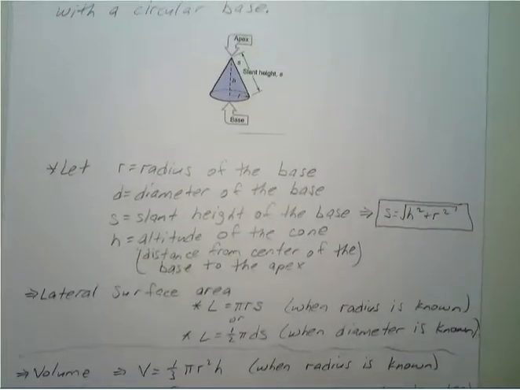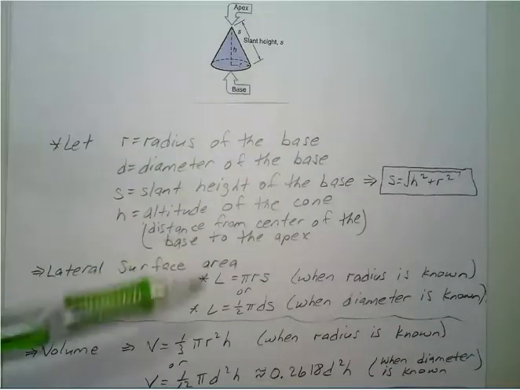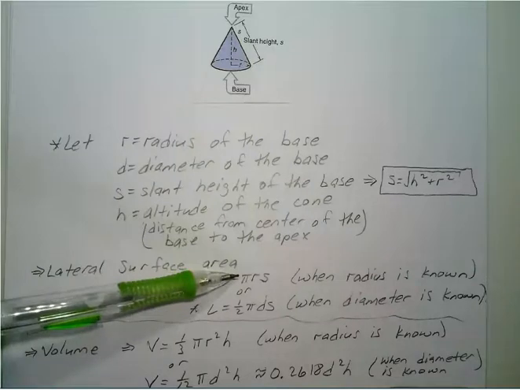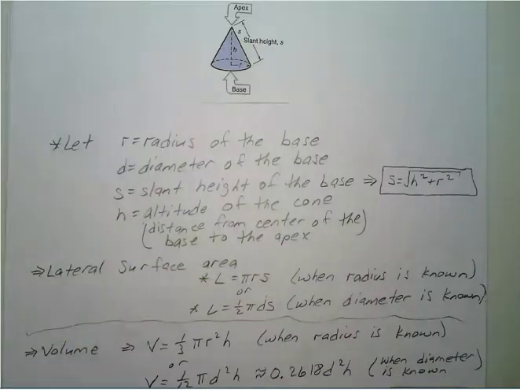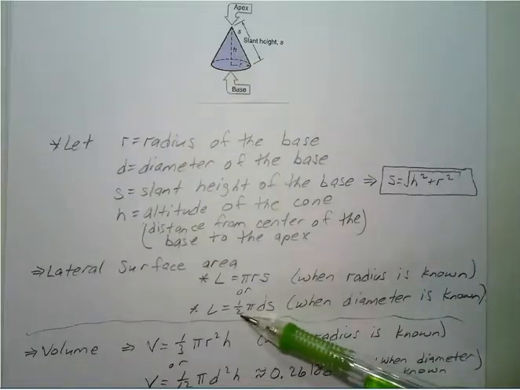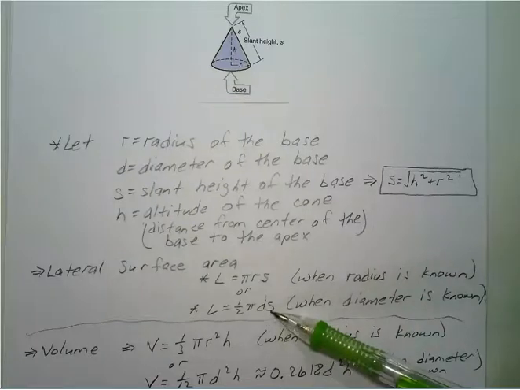Now, to find your lateral surface area, if you know the radius, you use L is equal to pi times your radius times your slant height. If you know the diameter, you will use L equals 1/2 times pi times the diameter times your slant height.